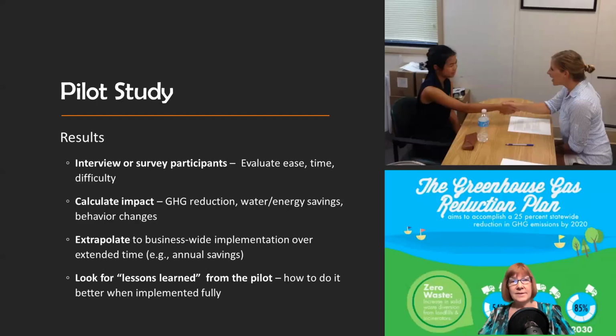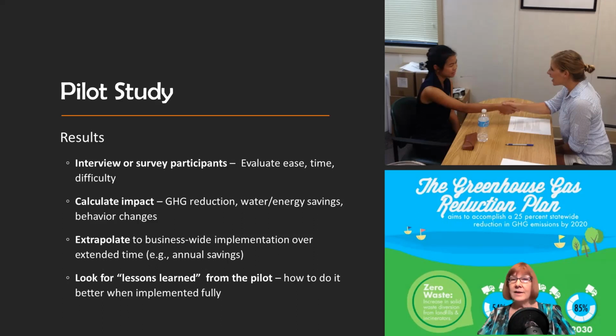And then the second part of that first section is taking a look at the results. Because it's small, there are a lot of times when you're not going to be collecting 25 instances of something. So you need to see what it is that you can collect. For example, you can interview or survey participants. How easy was it for them to do? How much time did it take? Was the process or the procedure challenging for them?